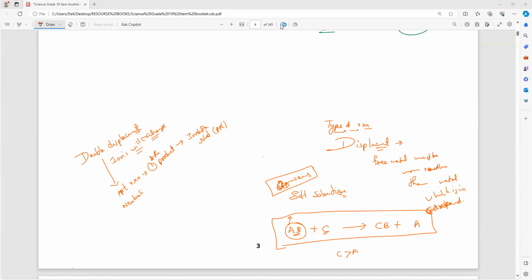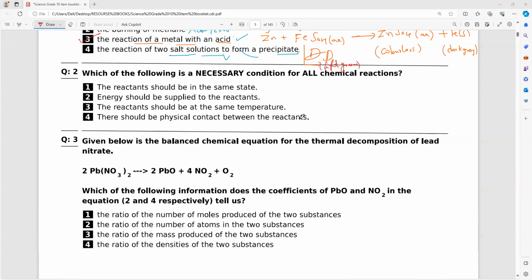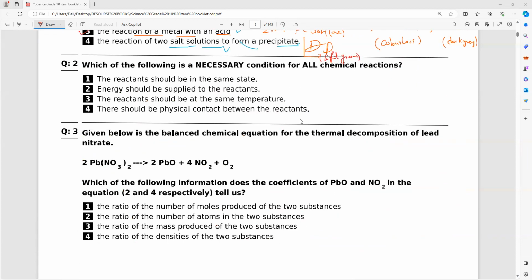Simply learning the answer for the same question is not going to work out. If you learn the question, the entire concept has to be remembered. Okay, everybody? So remember that and do it. Next, second question. Which of the following is a necessary condition for all chemical reactions?